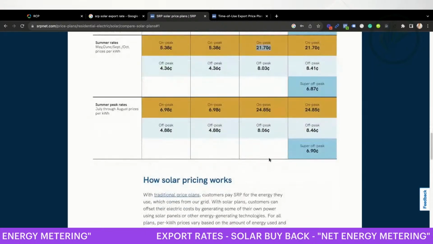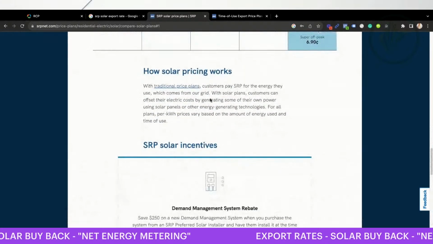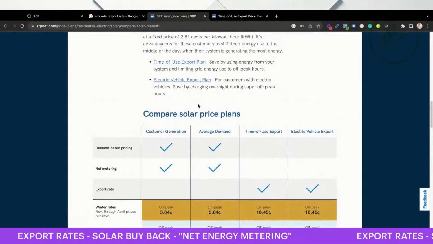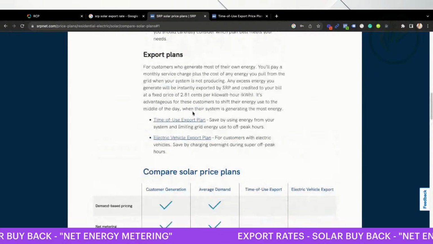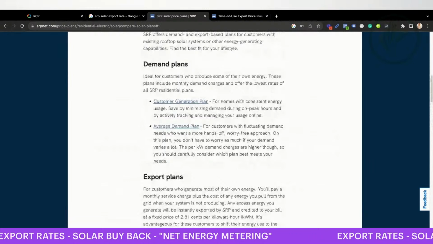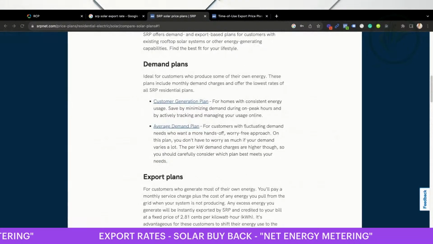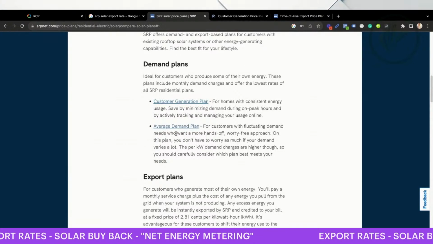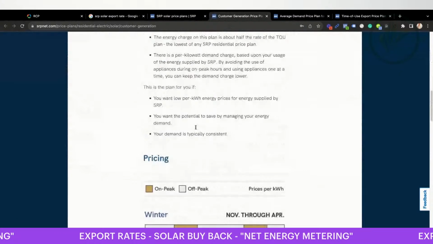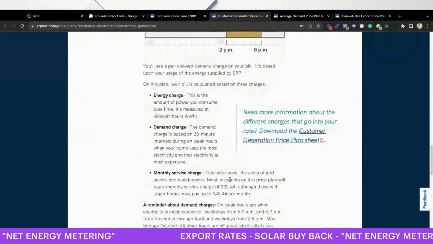But let's take a look at the demand plan, right? And they don't really explain it here, so we do want to figure it out. It says net metering though, so let's just double check some stuff here. Let's make sure that we're good as gravy. And how do we do that? So let's go to customer generation and average demand. We already talked about the numbers of the on and off peak, but I want to find the proof in the pudding that talks about net energy metering.